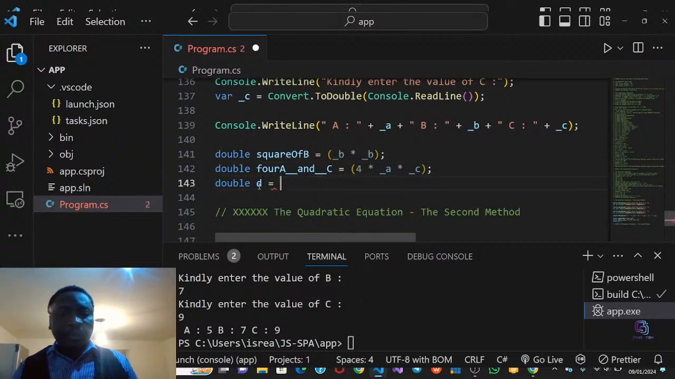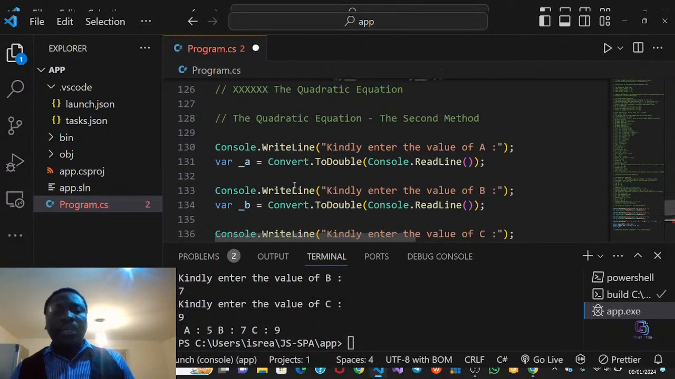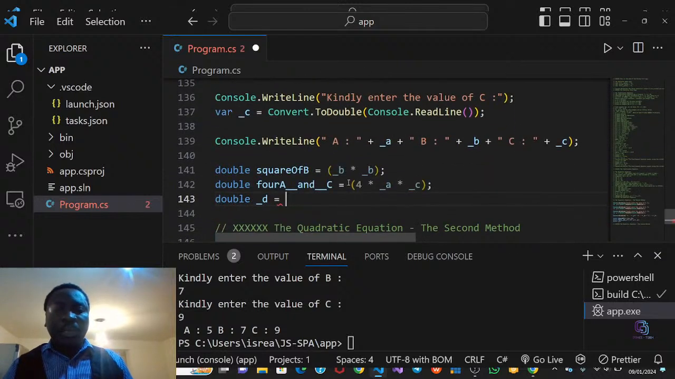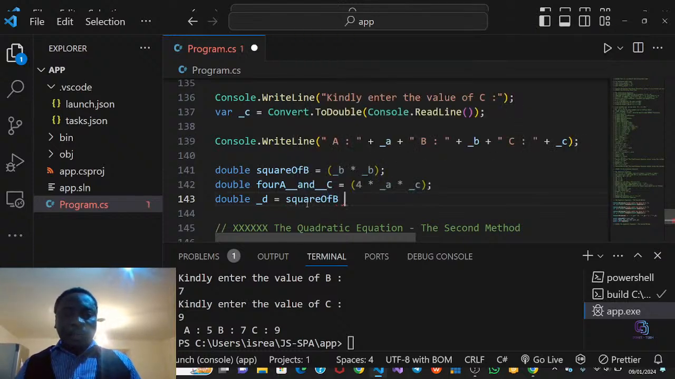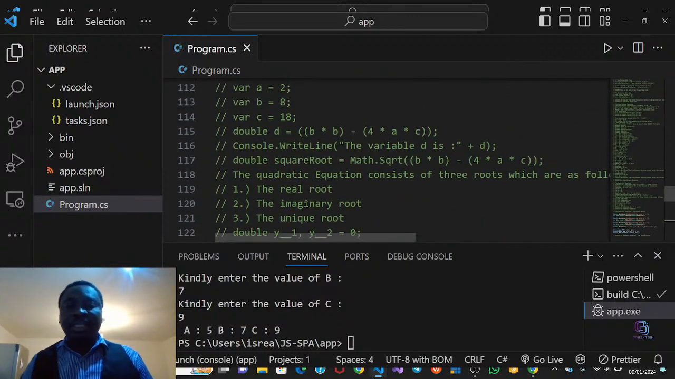So the formula states double underscore d is now taking the formula of whatever you enter here. That's b squared minus 4ac. So I'll write in parentheses b squared minus 4ac. That will become square of b minus 4ac. So with this, now this has been done. I'm breaking it down step by step.